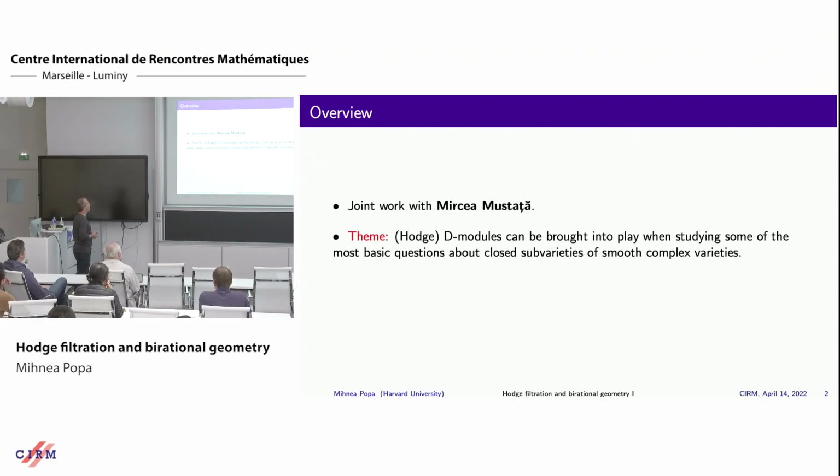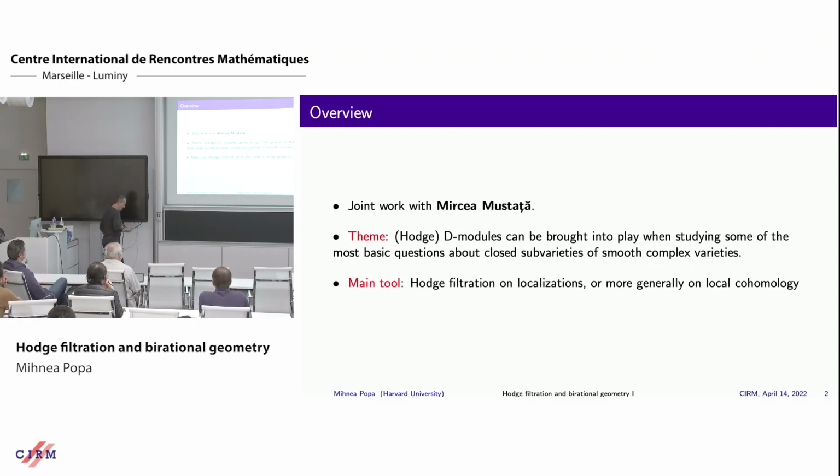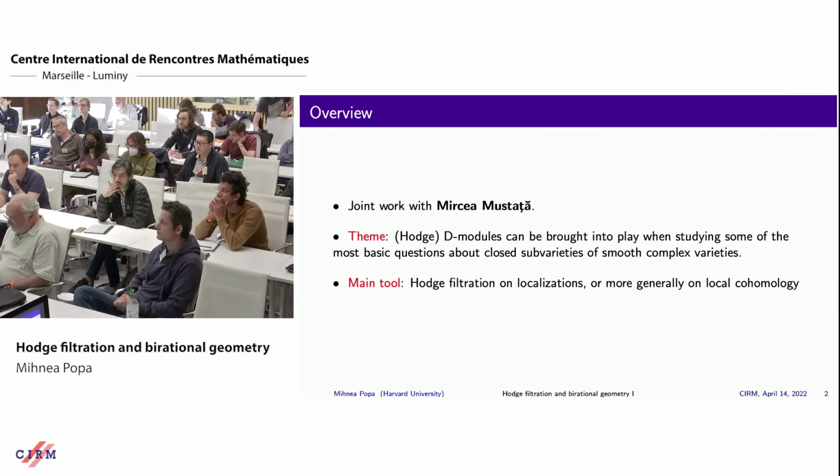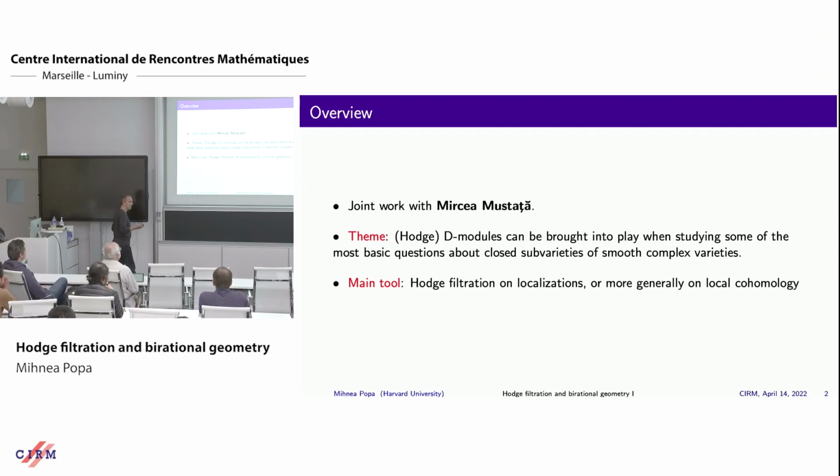And more precisely, we have a main tool here, namely the Hodge filtration. In the work that I will explain in this lecture, specifically the Hodge filtration on localizations along a function, which we've seen quite a lot already in this conference, but also more generally on what's called local cohomology sheaves. Okay, so let me get started.